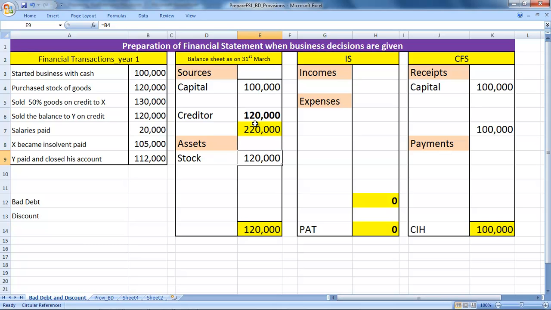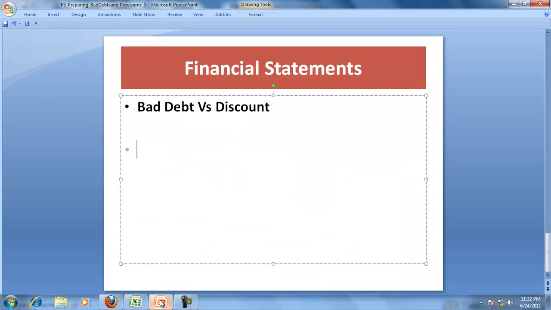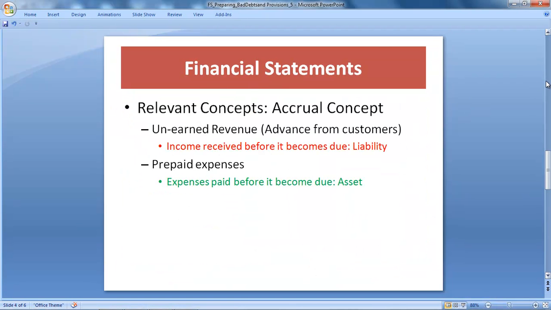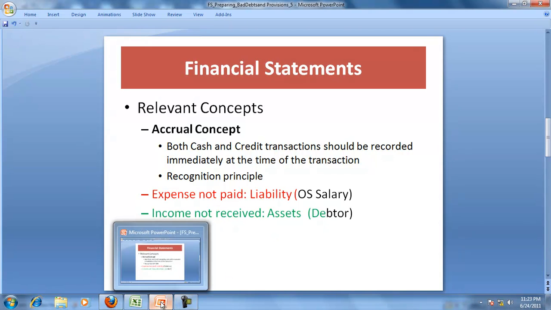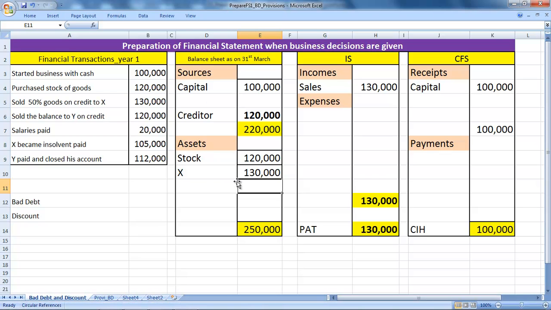And with this stock you decide to sell 50% of the goods, which you sold to Mr. X. So we have sales, sold goods 130,000, no cash receipts, but you get Mr. X as a debtor 130,000. This process of recording the credit transaction is because of the accrual concept, which I mentioned in our previous session, where I said that income not received is an asset, and this is an example of income not received, which is an asset.